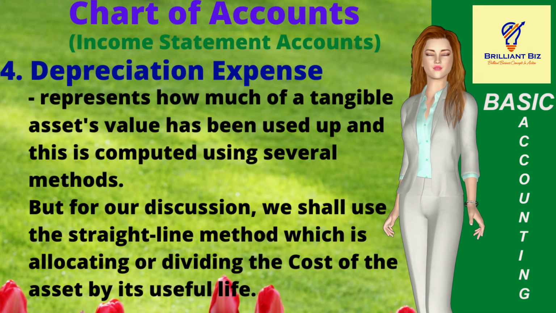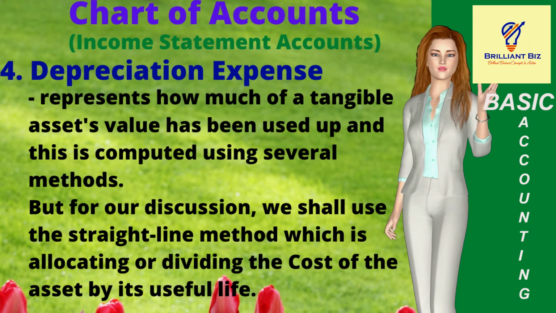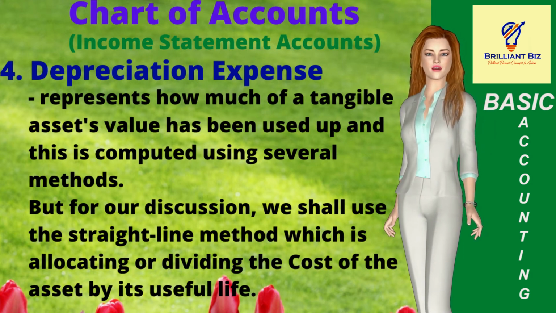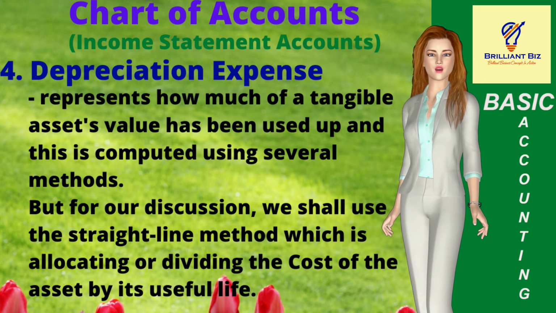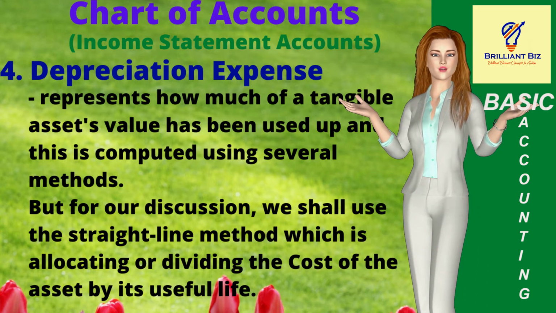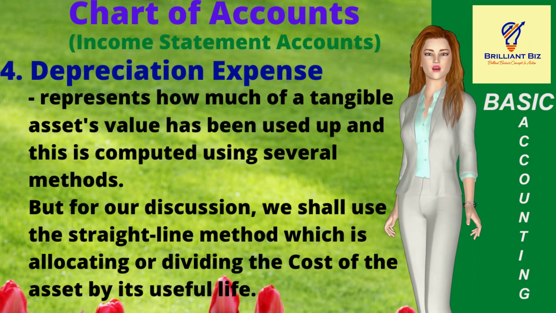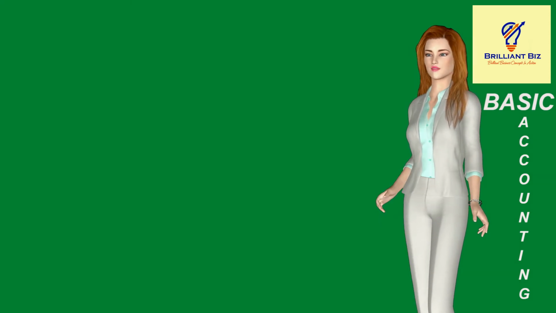4. Depreciation expense. This represents how much of a tangible asset's value has been used up, and this is computed using several methods. But for our discussion, we shall use the straight line method, which is allocating or dividing the cost of the asset by its useful life. An example of a tangible asset subject to depreciation is office equipment.